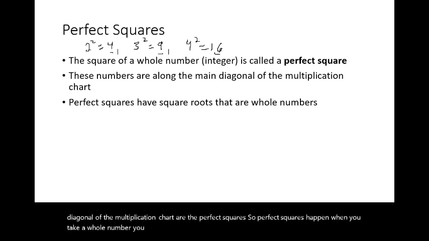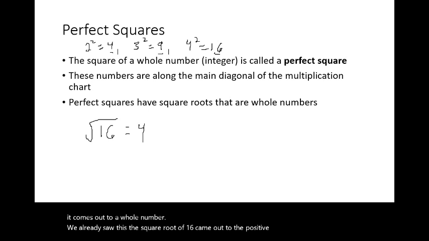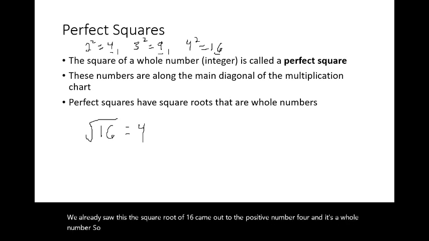Now, if you have a perfect square inside of a square root, it comes out to a whole number. We already saw this. The square root of 16 came out to the positive number 4, and it's a whole number, so the square root of 16, because 16 is a perfect square, came out to a whole number.